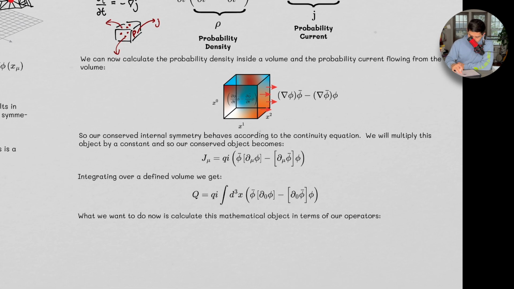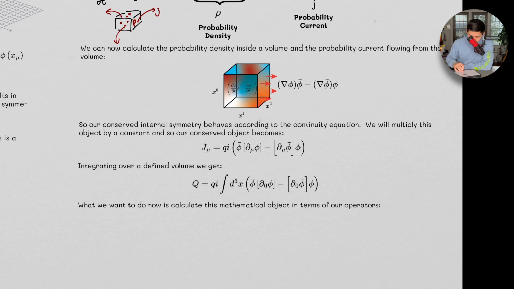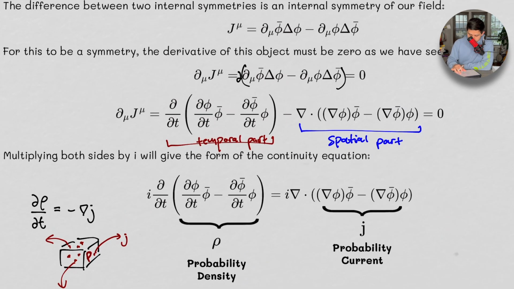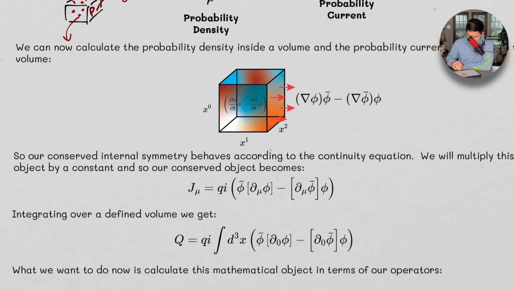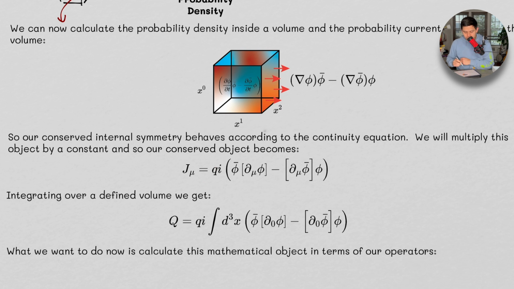All right. So our conserved internal symmetry behaves according to the continuity equation. We're going to multiply this object by a constant, so our conserved quantity becomes this, right? So in some sense, we're not really saying that this is equal. It's proportional. And to make it equal, we add this proportionality constant. And so the proportionality constant is what's going to be the big thing here.